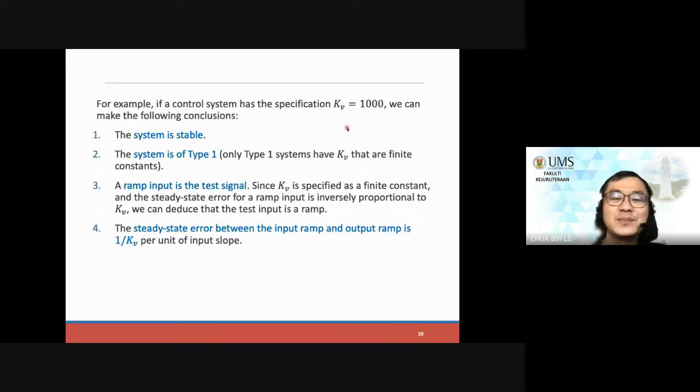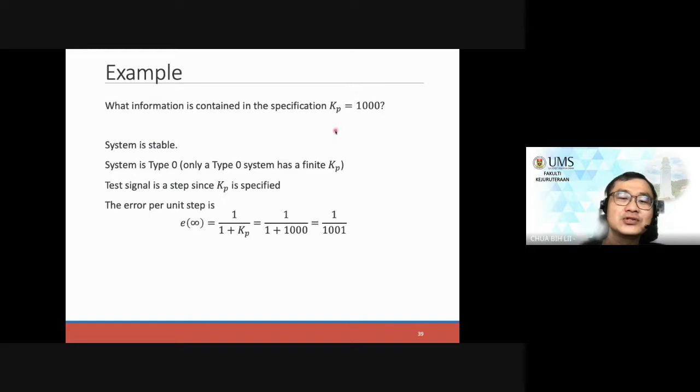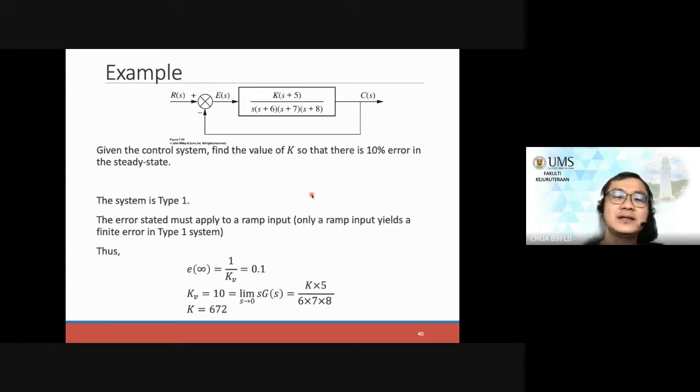Okay. So here are some examples again, so you may try to practice on this, okay. What is Kp? Just referring back to the table, you should be able to get all these interpretations of that specification Kp, right. Okay, so you may try this out on your own.